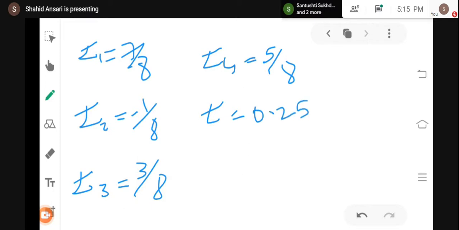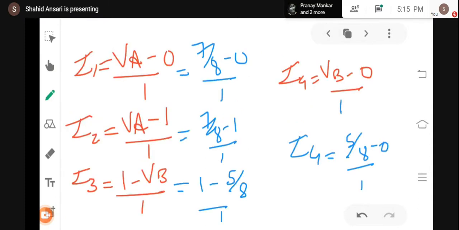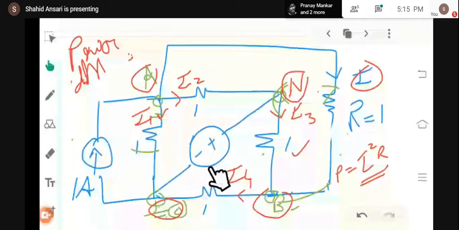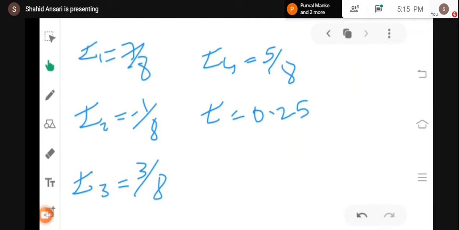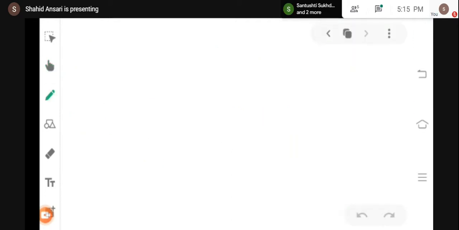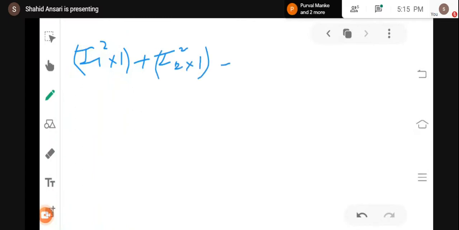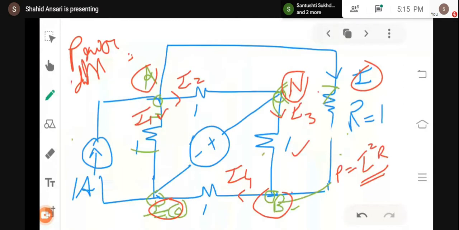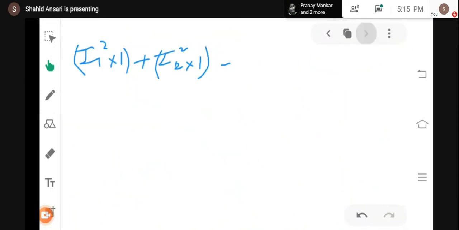Okay, now we have the current flowing through all the branches. Now we can simply find out the power dissipated in individual elements. We can find the power dissipated in this branch, this branch, this branch, this branch, and this branch. The resistance of every branch is 1. So power loss in this branch is I1 square into 1, in this branch I2 square into 1, in this branch I3 square into 1, in this branch I4 square into 1, in this branch I square into 1.